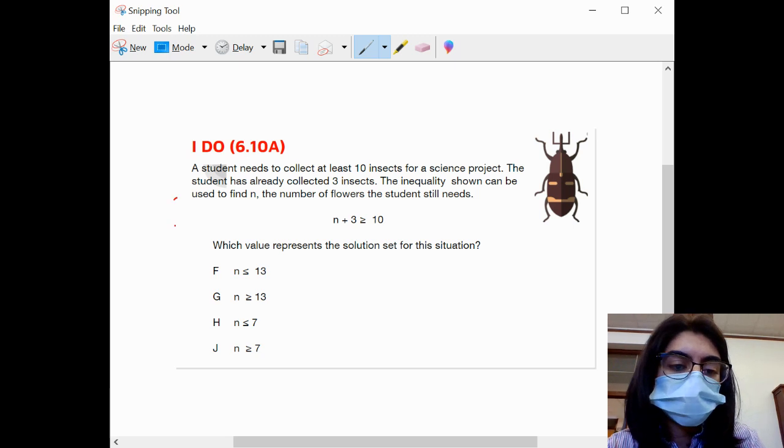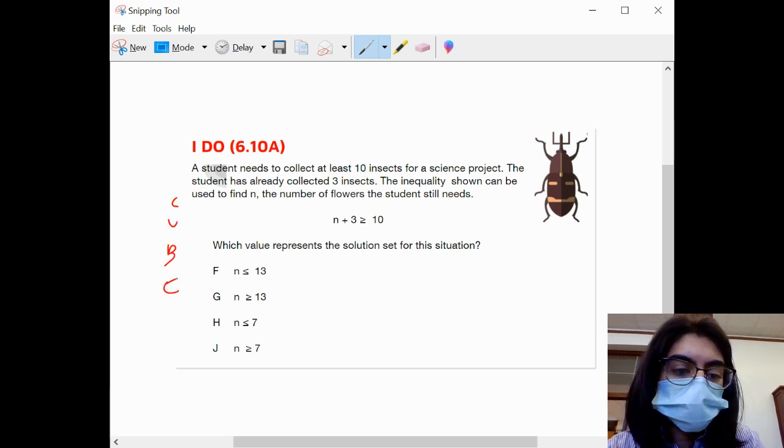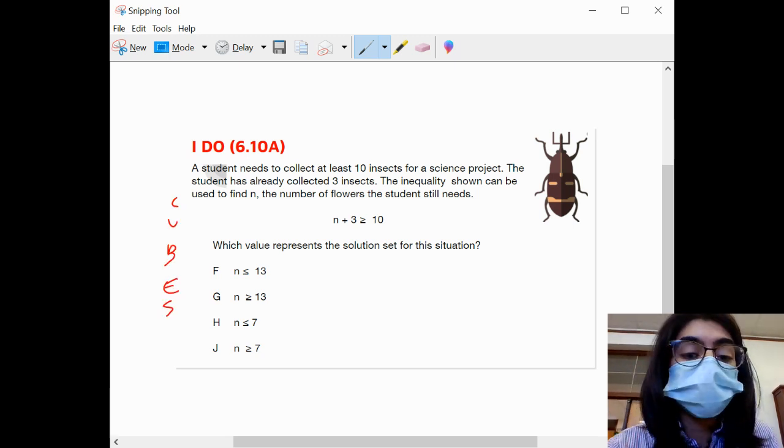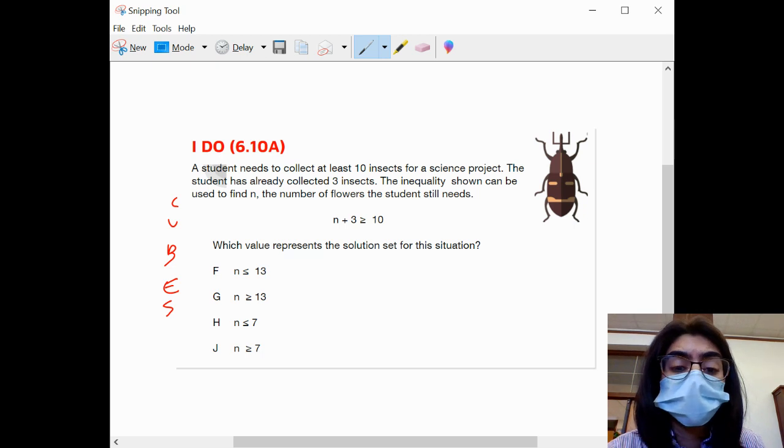All right, y'all, you know it's I do time. Let's go ahead and draw cubes on the side of our paper. And I definitely need to pay close attention to words that talk about inequalities because I already see that inequality symbol right in the middle.